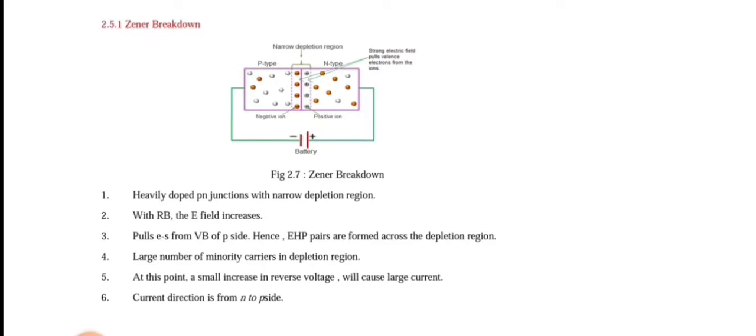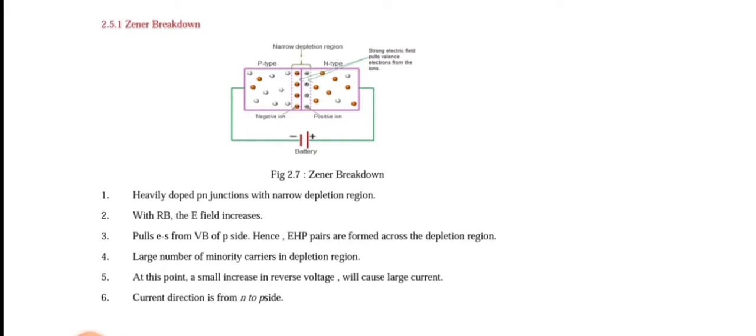Heavily doped p-n junction with narrow depletion region. When reverse biased, the electric field increases. So the electrons from the valence band of the p side, this process will pull the electrons from the valence band of the p side to the conduction band of the n side. So electron hole pairs are formed across the depletion region.